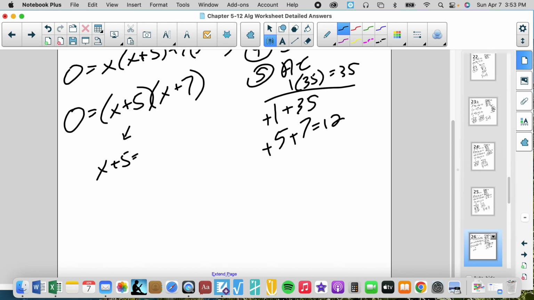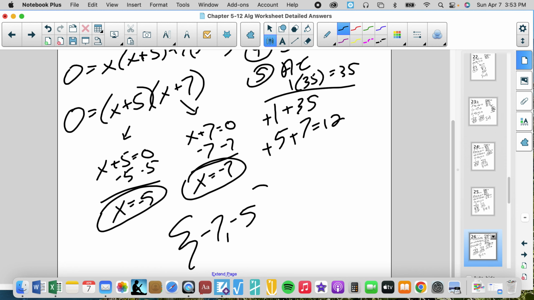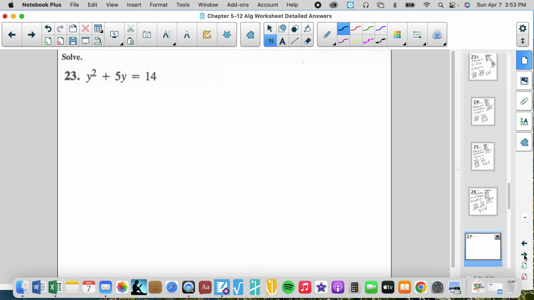x plus 5 equals 0. x plus 7 equals 0. Minus 5, x equals negative 5. Minus 7, x equals negative 7. Numerical order is negative 7, negative 5. Keep them in order. All right, okay. That was weird. One easy. Set equal to 0.